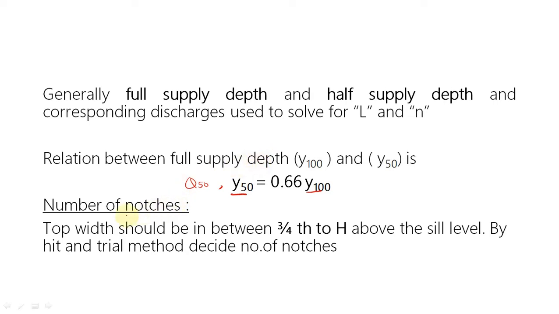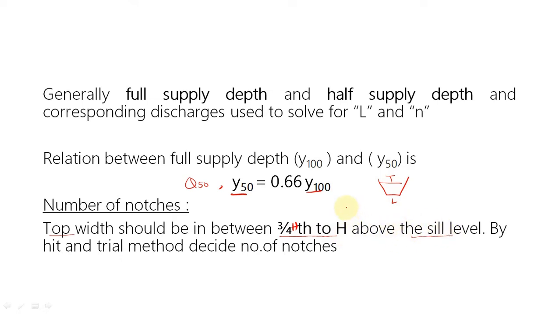Then we have to decide the number of notches that we have to provide. So how can we decide? After fixing the dimensions, that is the base width L and the top width T, you have to check the top width. The top width should be in between 3/4 of H and H, where H is the depth of flow above the sill level. So we have to fix it like this.